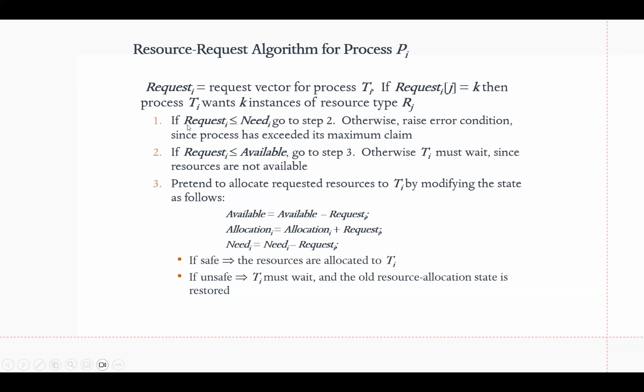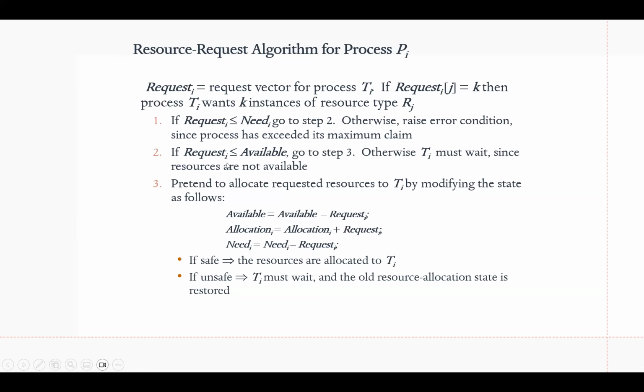First step: if request of the ith process is less than or equal to need of that ith process, yes, it is correct, then go to step 2. But if it is not the case, then raise an error condition, since the process has exceeded its maximum claim. In Banker's algorithm, the process has to declare its maximum usage of resources, and if the process requests on top of this maximum claim, then it is an error condition. So if request of i is less than or equal to need of i, and this is true, it will go to the next step.